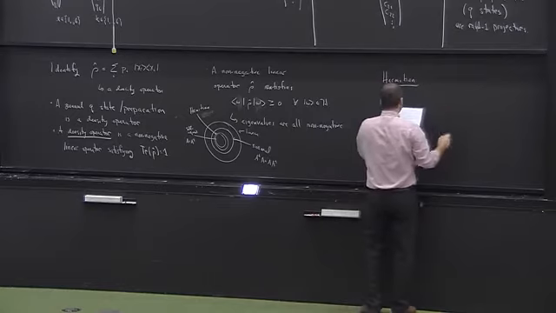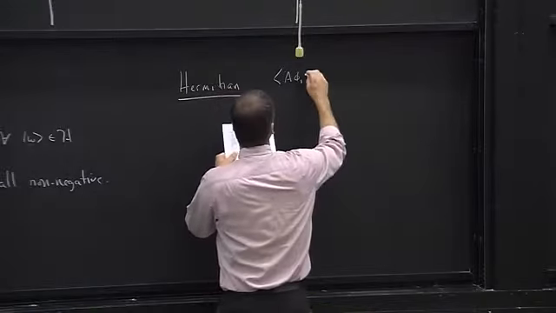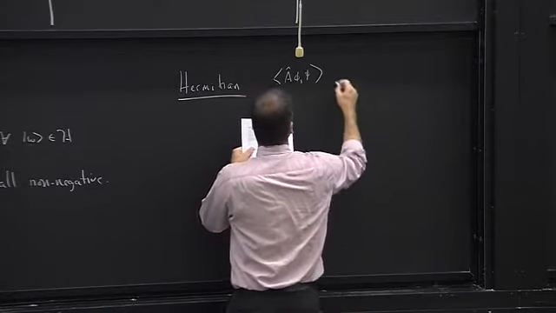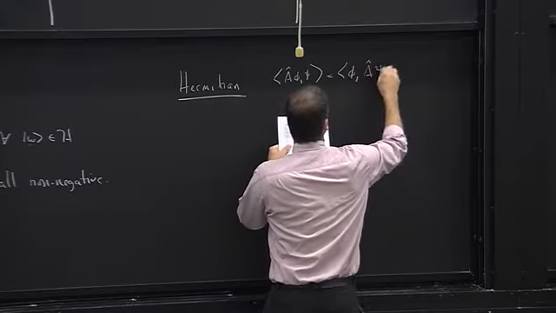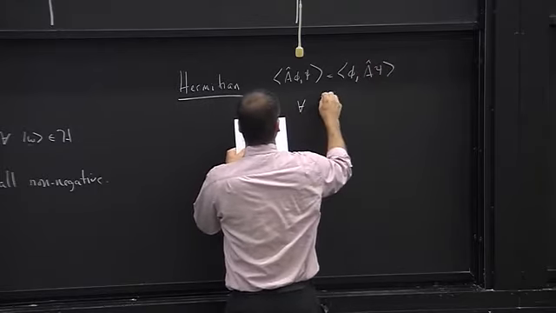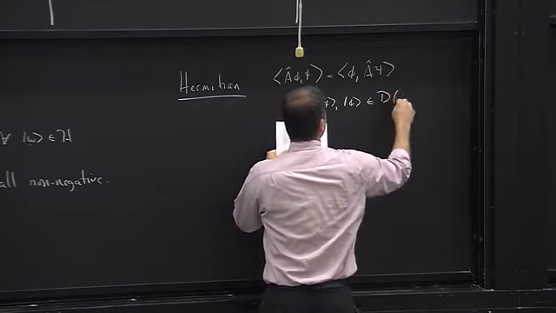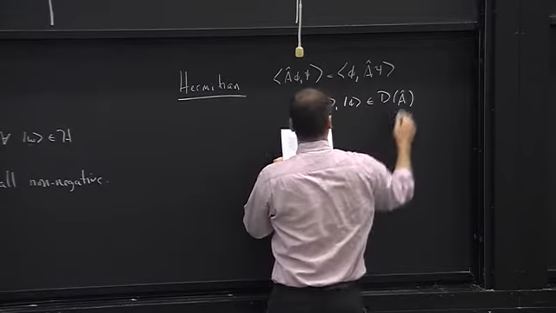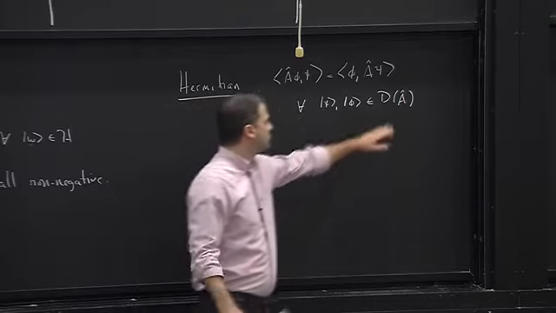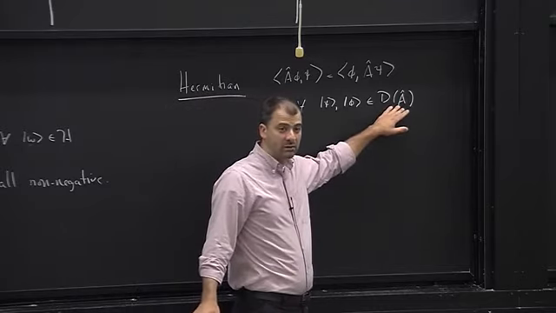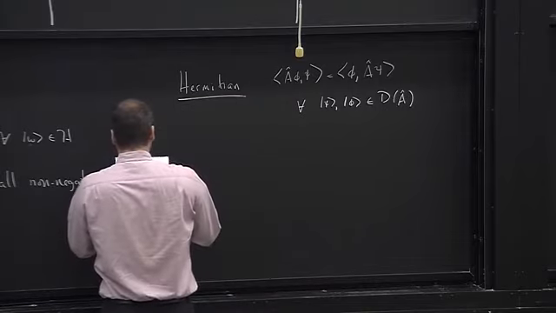Hermitian is the condition that A phi, psi is equal to phi, A psi for every psi and phi in the domain of the operator. Okay, this domain issue is an issue you have to deal with when you're dealing with infinite dimensions. And then self-adjoint is more complicated.